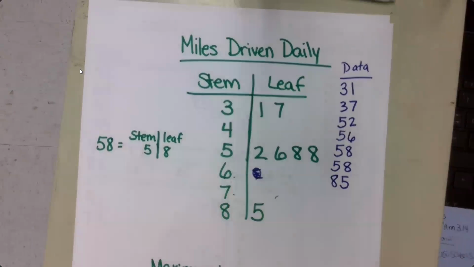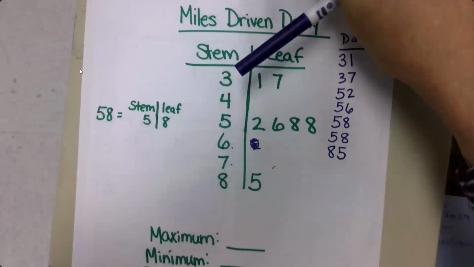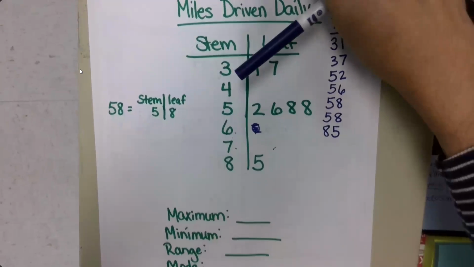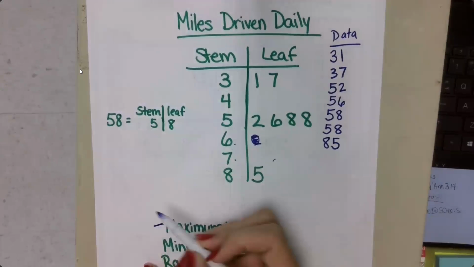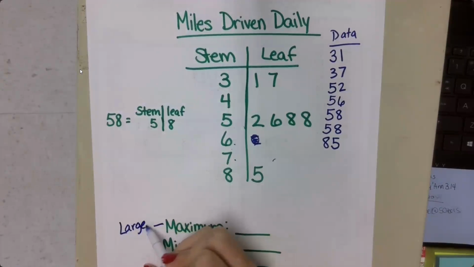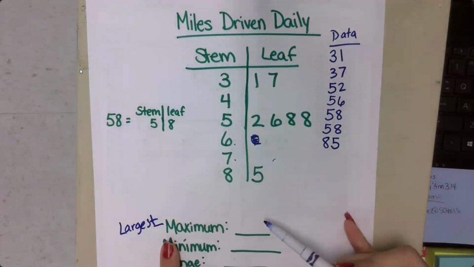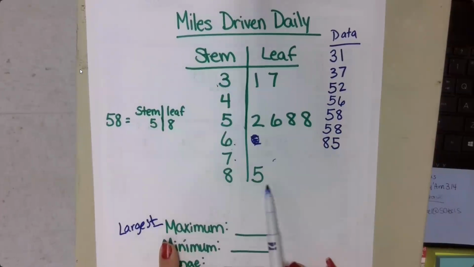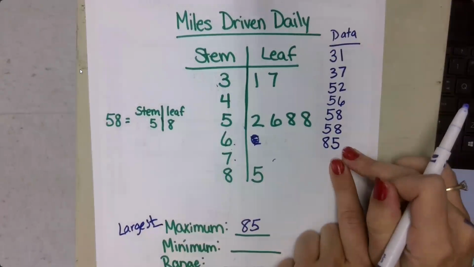Now, I want to move down to talk about a couple basic data points that we can get from our plot. The first thing is the maximum. The maximum is going to be the largest data point. What is the largest amount of miles that this person drove in a day? Well, these are smaller numbers, and here are our larger numbers. The largest number is 85, and we can see that here on our stem and leaf plot. We can also see that over here where we have listed our data.